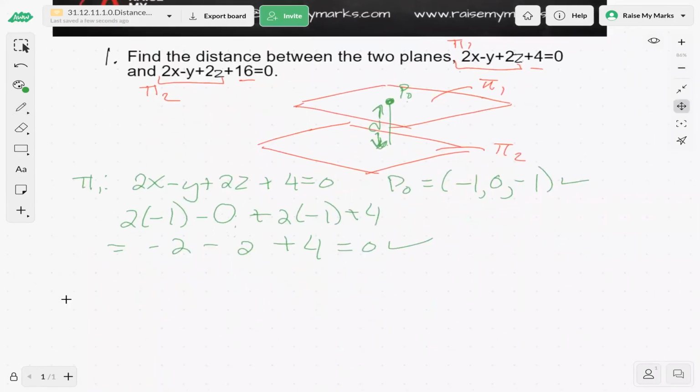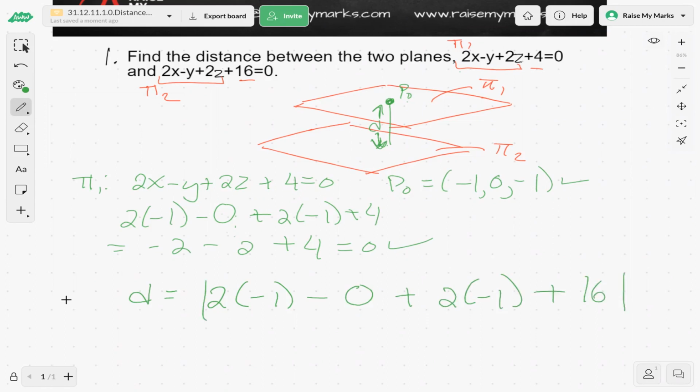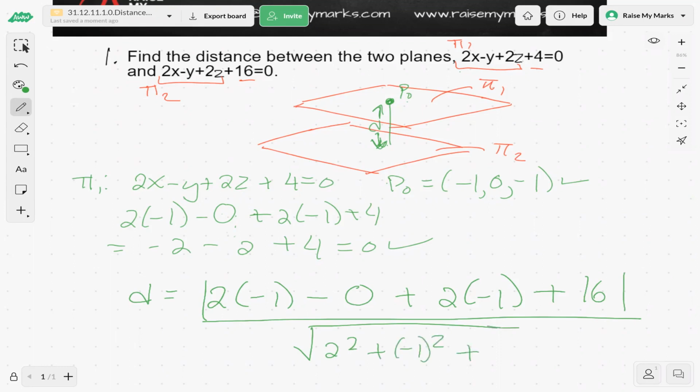Let's use our expression for the distance from a point to a plane. So d equals, now we're going to use plane 2, -1 minus 0 plus 2 times -1 plus 16. So we put P0 into plane 2, over the magnitude of the normal to plane 2, or pi 2. Square root of 2 squared plus -1 squared plus 2 squared.